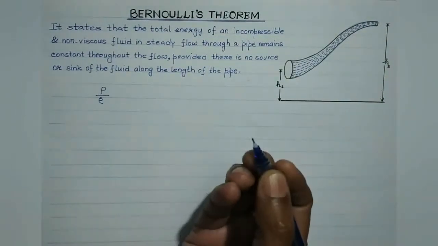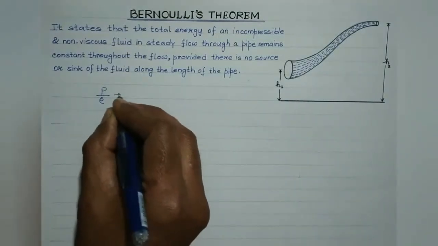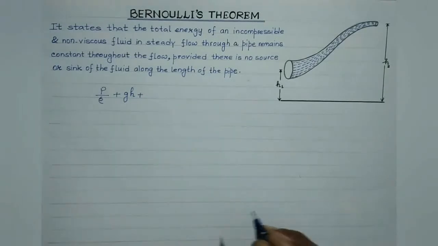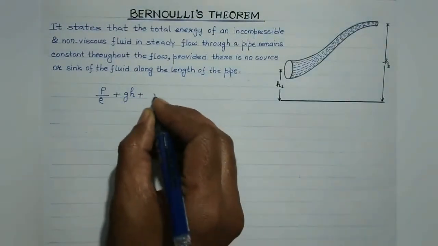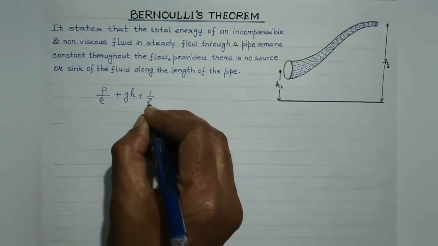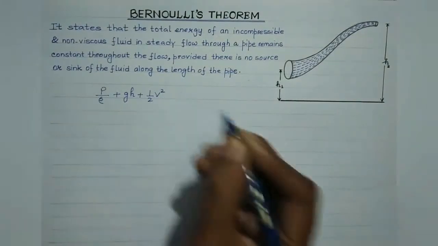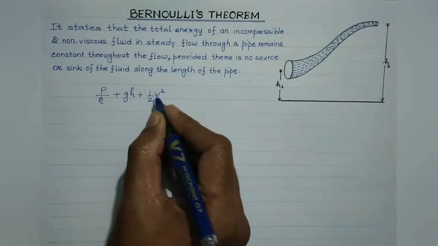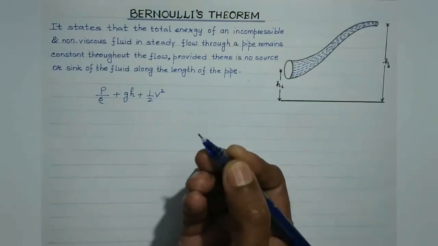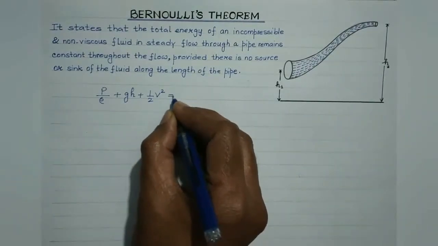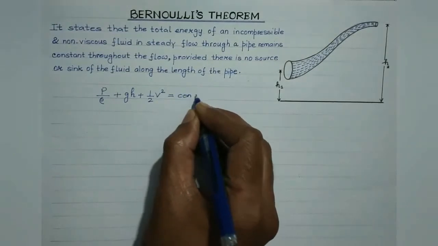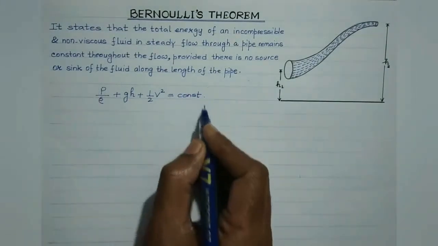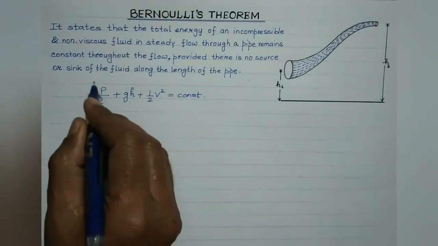The potential energy per unit volume of the fluid is given by rho g h. And the kinetic energy per unit volume of the fluid is given by half rho v squared. Now, the sum of the pressure energy, the potential energy and the kinetic energy per unit volume is constant. So this is Bernoulli's equation. This is known as Bernoulli's equation, right?